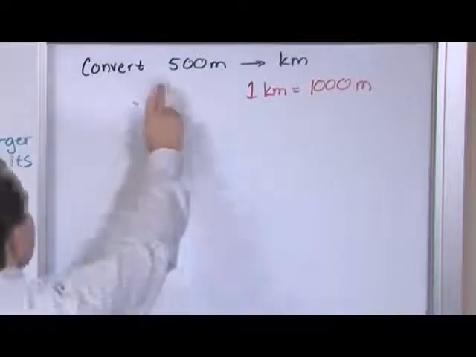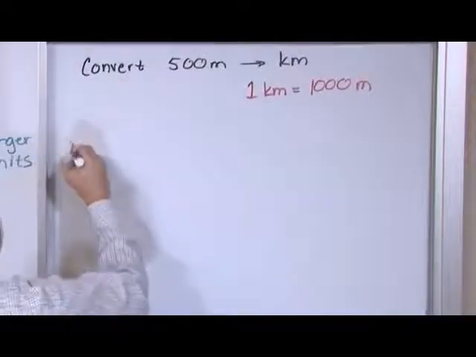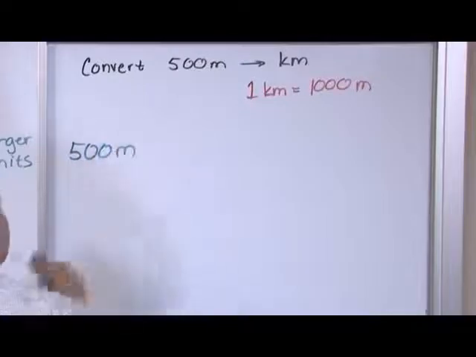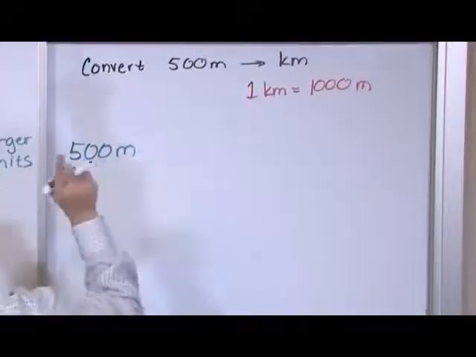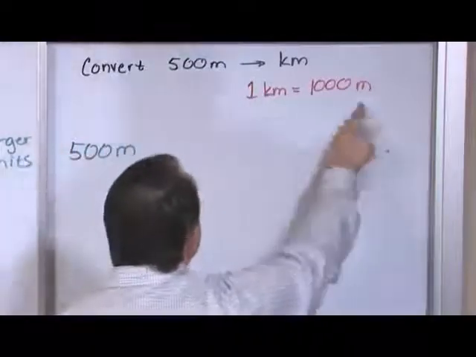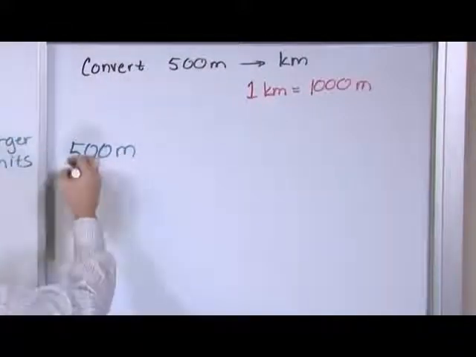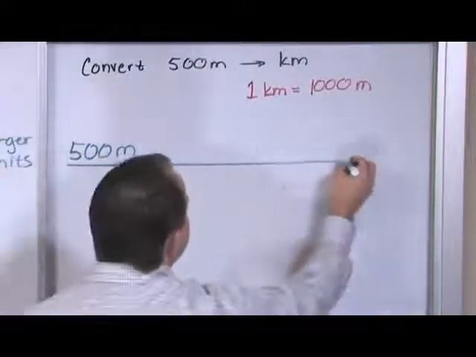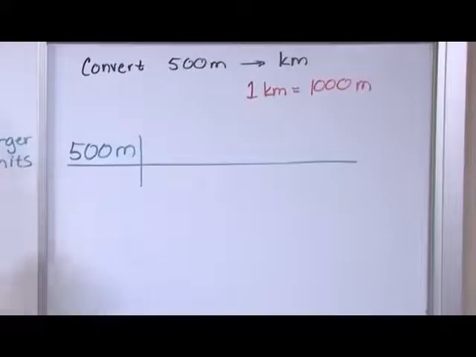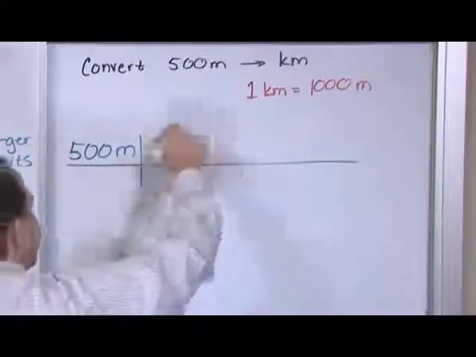First thing you do is write down what you know, 500 meters. That is what you know. So you write that down. Always start with what you know. Do not start with the conversion factor. So you write down what you know. You draw a horizontal line here and a vertical line here. So you're kind of doing almost like a little tic-tac-toe or something. So you draw this line here and this line here.